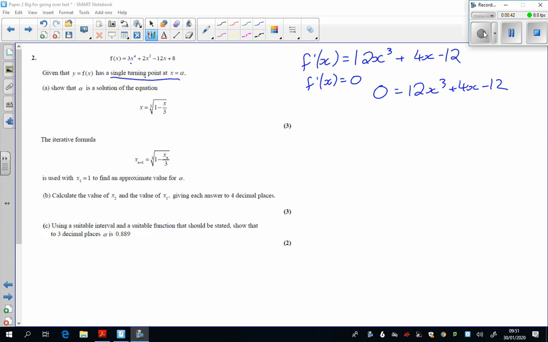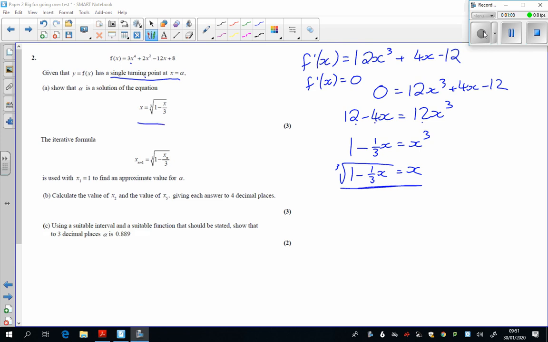So let's just drag that over that side. Then we'll divide by 12. So divided by 12, 12 divided by 12 is 1. 4 divided by 12 is a third. And then we can cube root. And I've shown lots of lines of working because it's to show that this final line here is exactly what they've written there, and that's what is required.